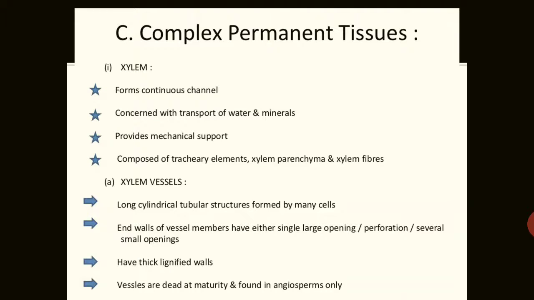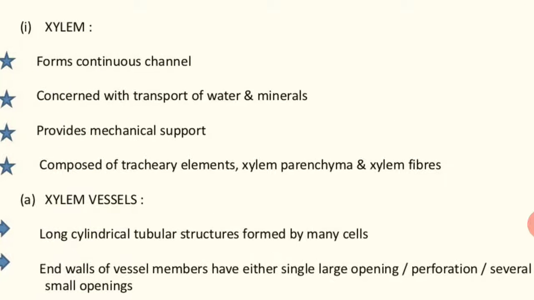Next is the complex permanent tissues. The two tissues coming under this group, complex tissues, meaning having more than one type of cells grouped there, are number one the xylem, and number two the phloem. So xylem forms a continuous channel. Continuous channel means it is responsible for the conduction of water and minerals.